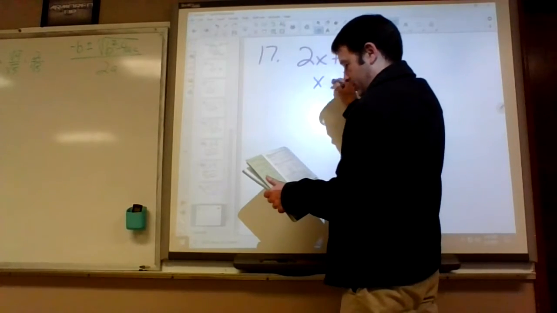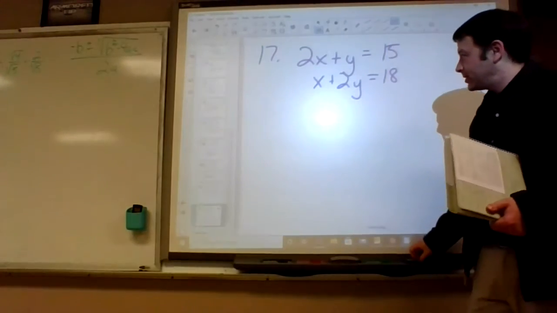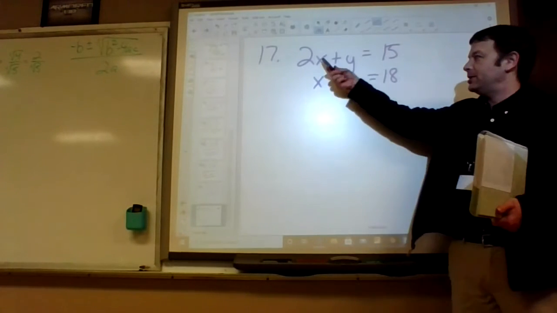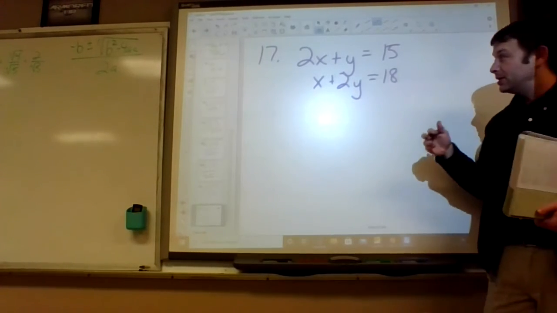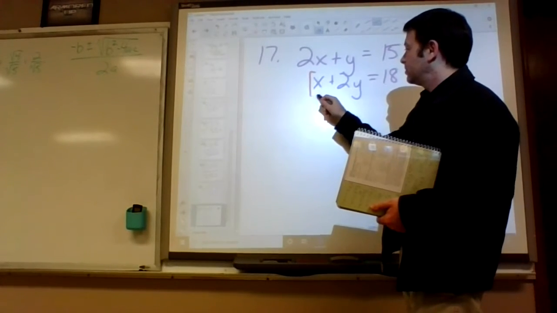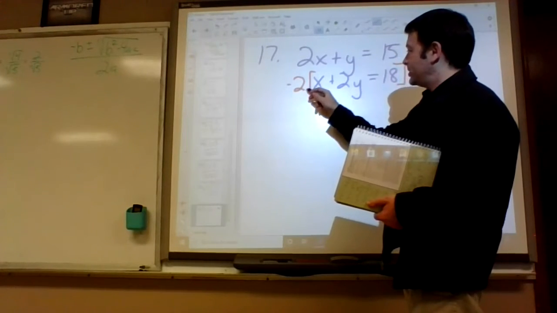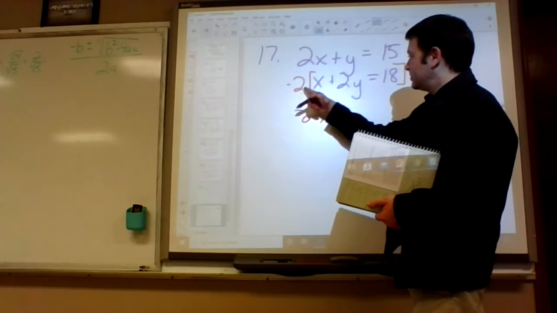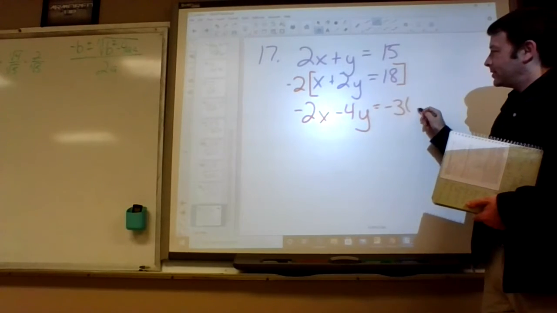17 is in the right order, yes, but nothing is ready to cancel out. So you have to choose, do I want to cancel the x's or the y's? They would be identical in difficulty, so it doesn't really matter. Which one do you guys want to get rid of? X's. Okay. How do I get rid of the x's? Times the bottom by -2. Because what happens when I do that, it's like distributive property kind of. So -2x minus 4y and -36.